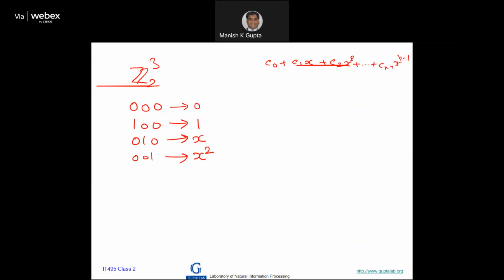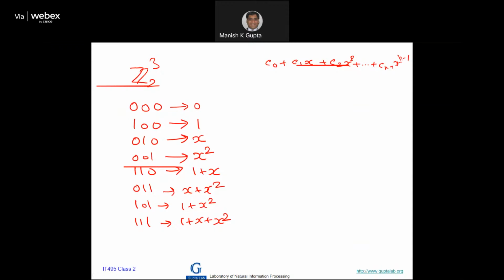Now if you look at weight 2 vectors, one vector will be 1, 1, 0. 1, 1, 0 will be 1 plus x. Then we have 0, 1, 1. This will correspond to x plus x squared. Then we have 1, 0, 1. This will correspond to 1 plus x squared. And then we have 1, 1, 1. This corresponds to 1 plus x plus x squared.